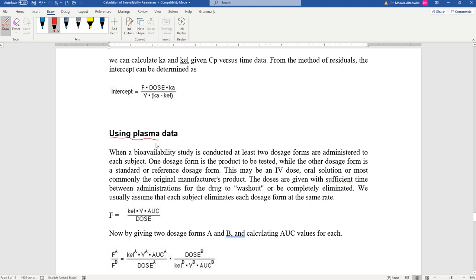So you are giving a drug and then you are getting the concentrations, and from there you are doing some calculations. If you remember, we talked about AUC, and AUC is equal to F dose, divided by the clearance, which is KEL times V. Okay? So the idea is to administer a product to a subject, and then calculate the AUC of that product, and then compare it to another product of the same drug using the same subject. If you remember in your biopharmaceutics and pharmacokinetics 1, we have what we call crossover design. So we are using the same person to administer a test product and a reference product.